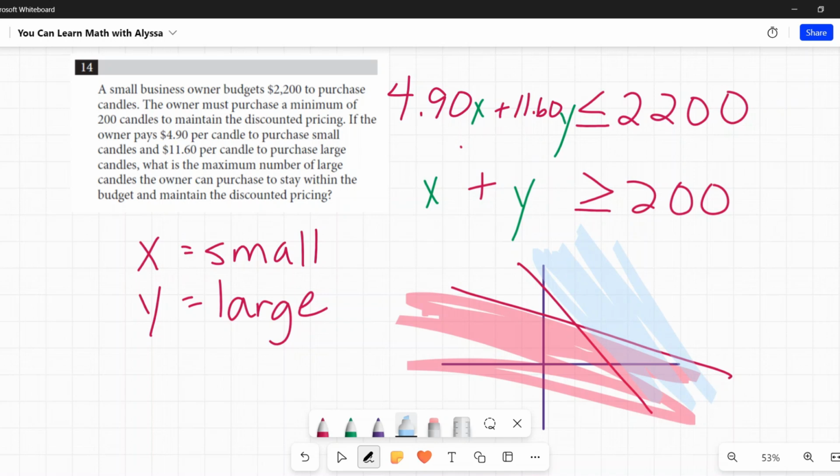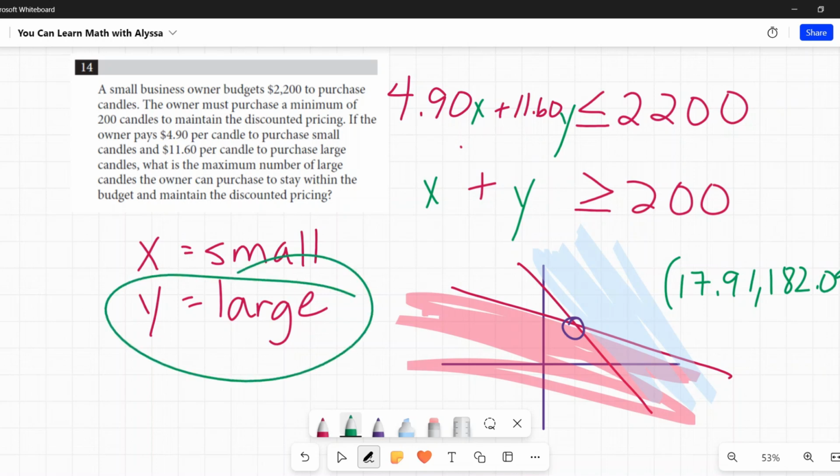And then it says, what is the maximum number of large candles the owner can purchase to stay within the budget? You are going to look at this point of intersection right there. That is what you want. So you're going to zoom in and get that point of intersection. And that point of intersection, if you do that on Desmos, is 17.91 and 182.09. Now we said the Y is our large candles. So the Y is 182.09.